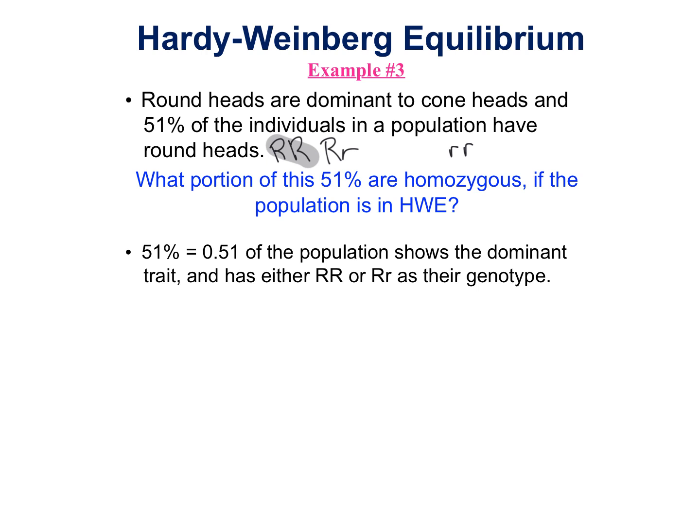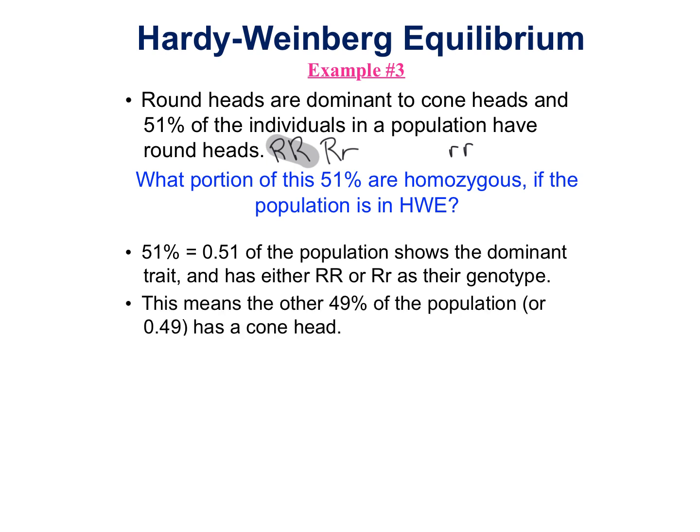So they're either going to be big R, big R, or big R, little r as their genotype. There's 100% of the population, so we can just do the math, 100 minus 51. So we know that 49% of the rest of the population then has to have a cone head. So we know that this 49% of individuals have this little r.